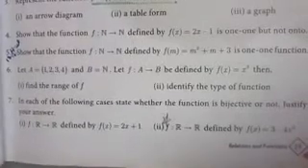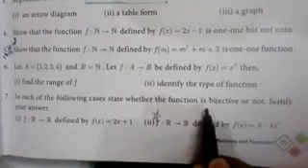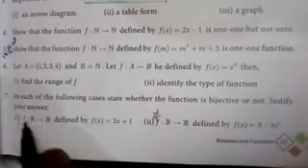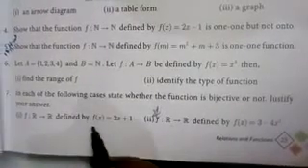Dear students, now we are going to see exercise 1.4, seventh problem. In each of the following cases, state whether the function is bijective or not. Justify your answer. First question, f from R to R defined by f of x is equal to 2x plus 1. Second problem, f from R to R defined by f of x is equal to 3 minus 4x square.